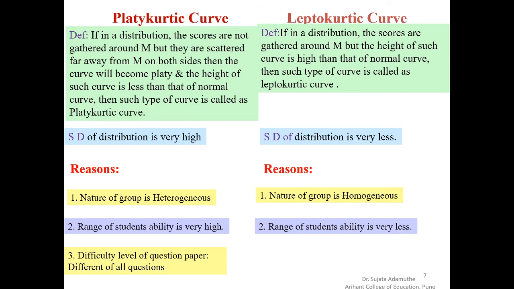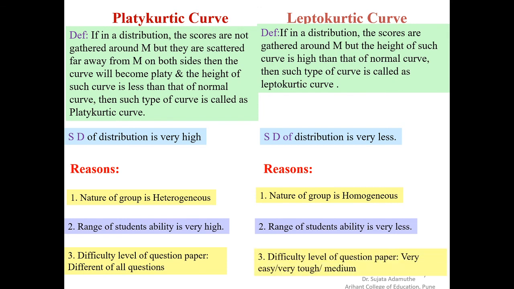Then the third reason may be the difficulty level of the question paper, with all types of questions. That means we can't say that the difficulty level of the question paper is as per the normal probability. Always we can make a question paper with some questions at a high difficulty level, some at a low difficulty level, and the maximum questions at the middle, that means average. But if it is not so, and the difficulty level differs across all questions, with any type of distribution of difficulty, then the platykurtic curve will come.